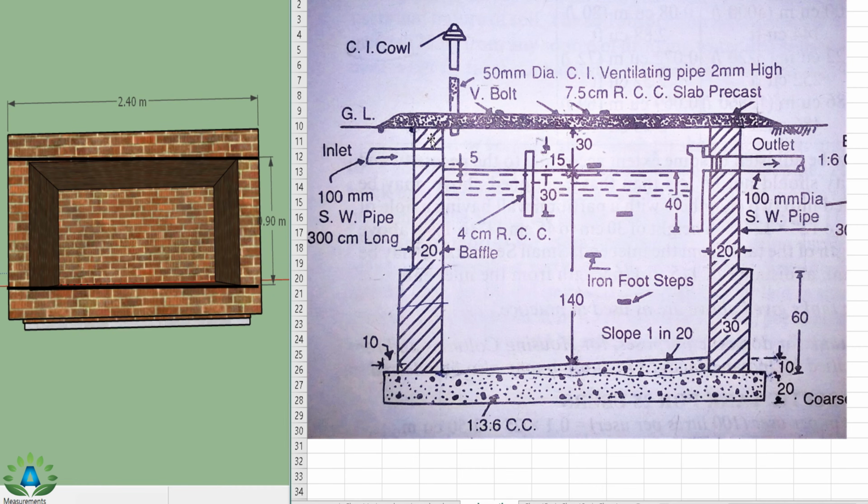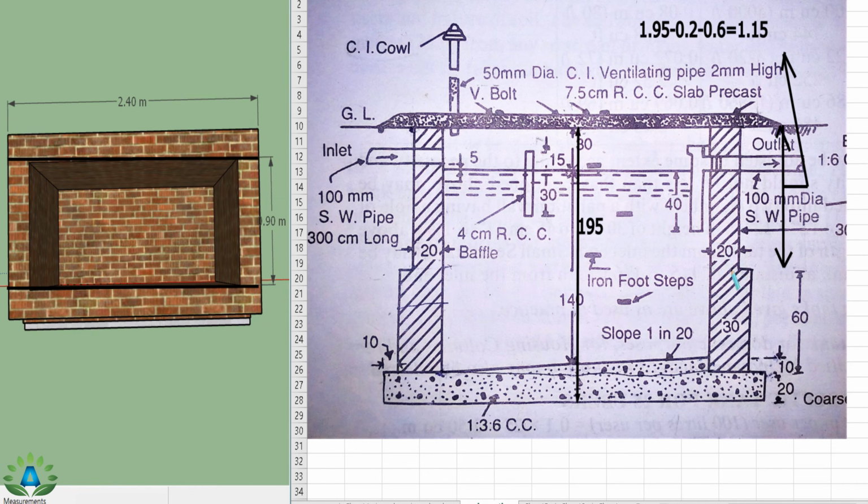And now we have to calculate this height, that means from this point to this point. We have already calculated the total height of this septic tank at this center as 195. That means, as you can see in the first step, the height of excavation. To calculate this height, we have to subtract this 20 centimeter and this 60 centimeter. So 195 minus 20 centimeter minus 60 centimeter is 115, that is 1.15 meter. So we can easily write this second footing height equals 1.15 meter.